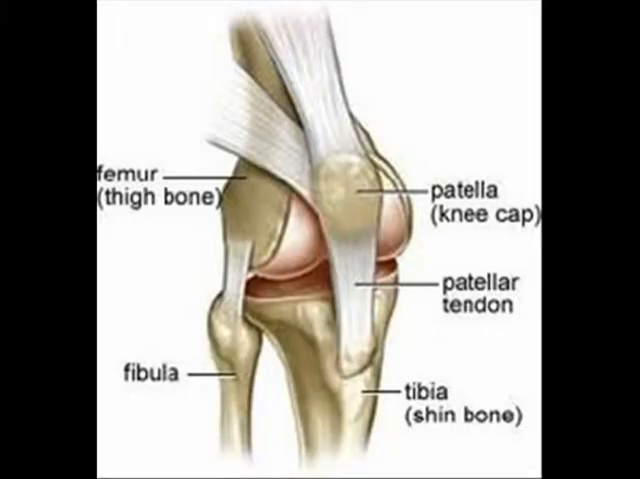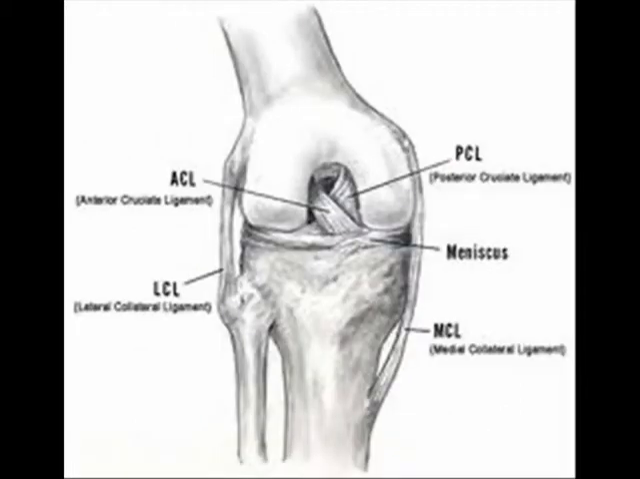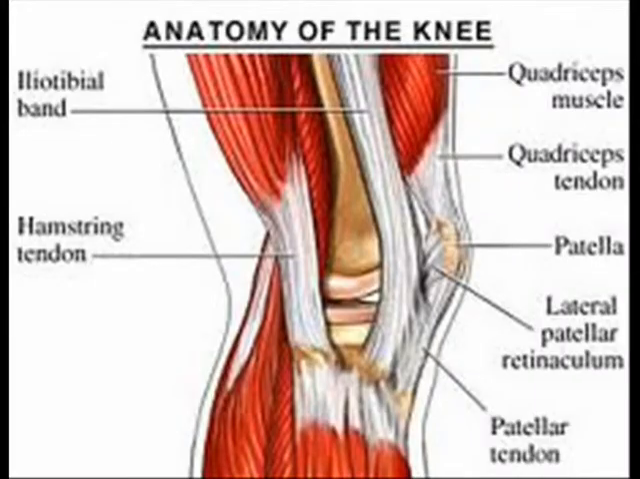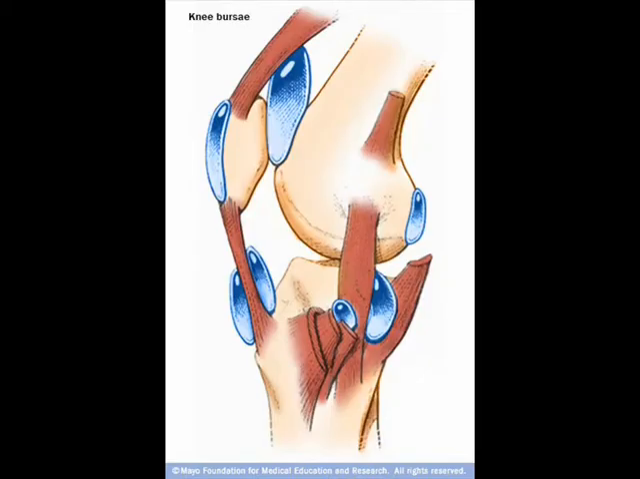Within your joint there are three main bones: the femur, the thigh bone, the tibia, the shin bone, and the patella, your kneecap. There are also ligaments which help to stabilize the joint, tendons which connect the muscles to the bone, cartilage which acts like a shock absorber, and bursa, which is a small fluid-filled sac which helps to prevent friction within the knee. Any of these structures can be injured, causing pain in the knee.